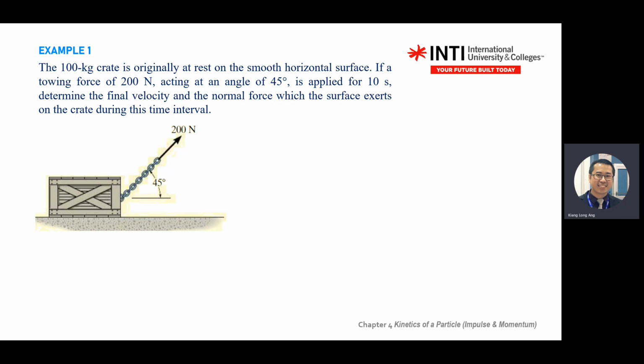We have a 100-kilogram crate, originally at rest on a smooth horizontal plane. If a force is given at a certain angle, applied for 10 seconds, determine the final velocity and the normal force which the surface exerts on the crate during the time interval. This one is 80% the same as example 1 in chapter 2, when you learn about F equal to ma. But here, you add one more factor, time.